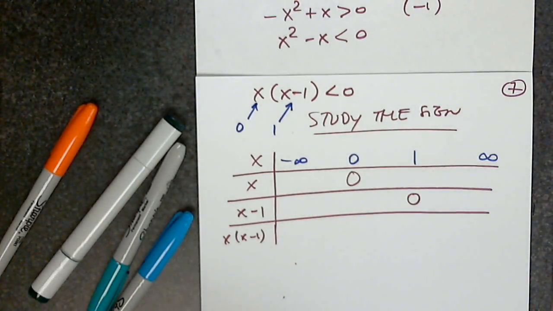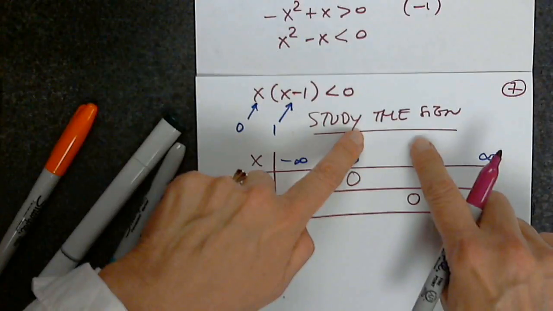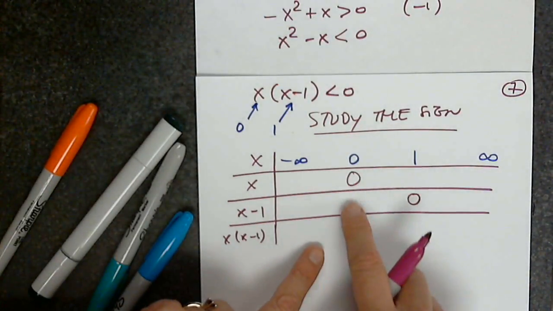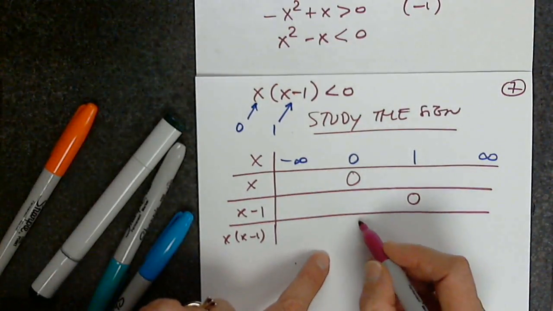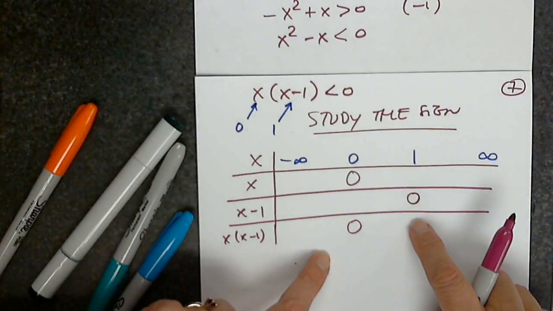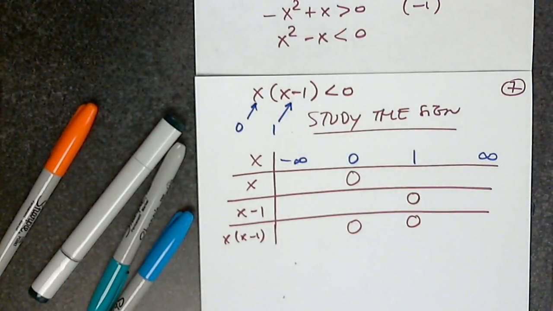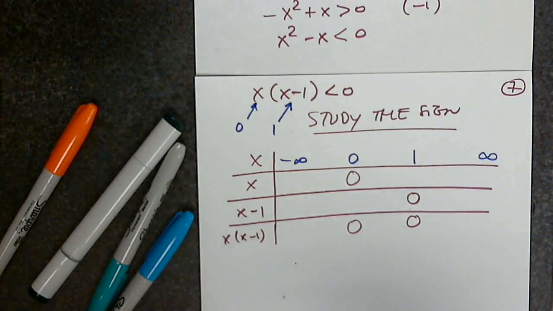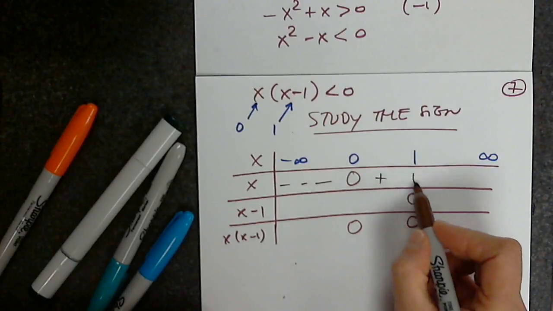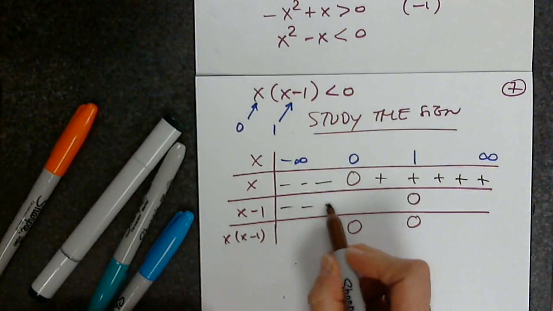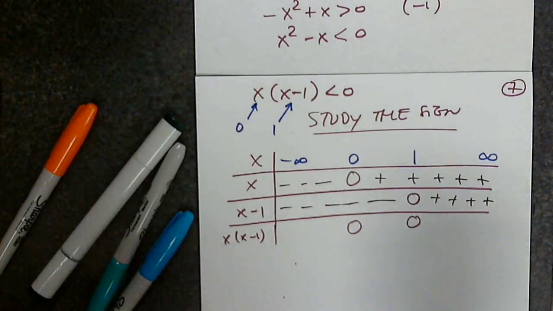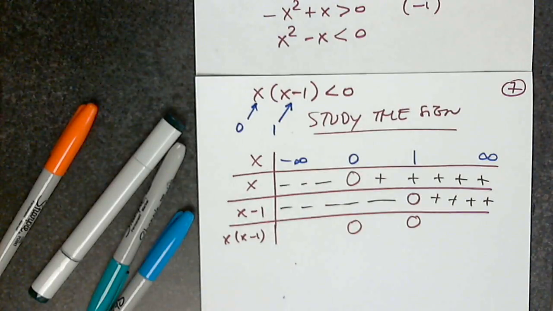Always establish the zeros first for everything before you put the signs in. And what happens to the product when x is 0? What happens to the product when x is 1? Good. Now I see that both are linear functions with the same positive slope. I don't have to worry about anything. I just fill it in. Negative before it's 0, positive afterwards. Negative before it's 0, positive afterwards.